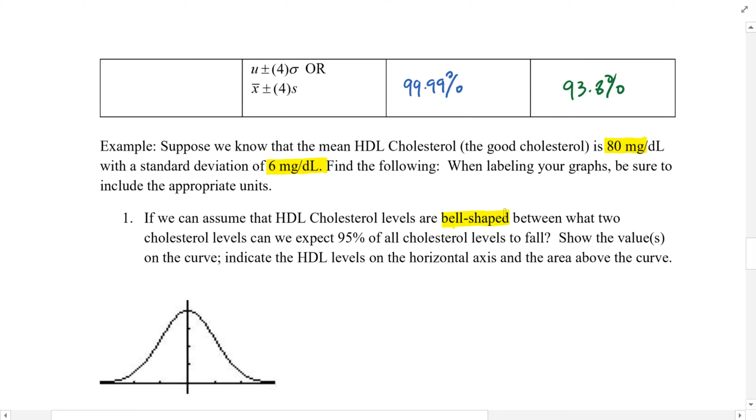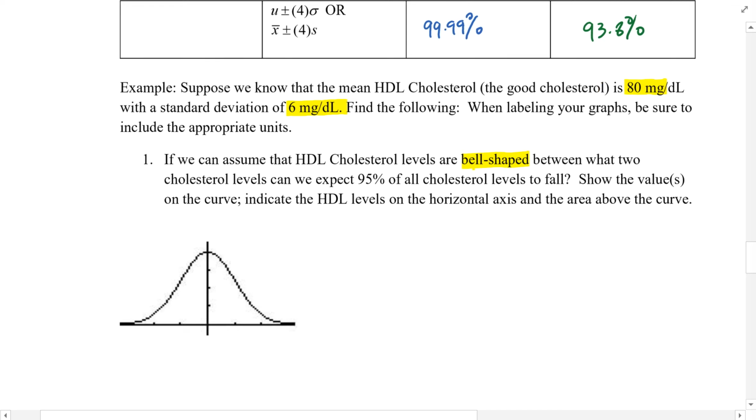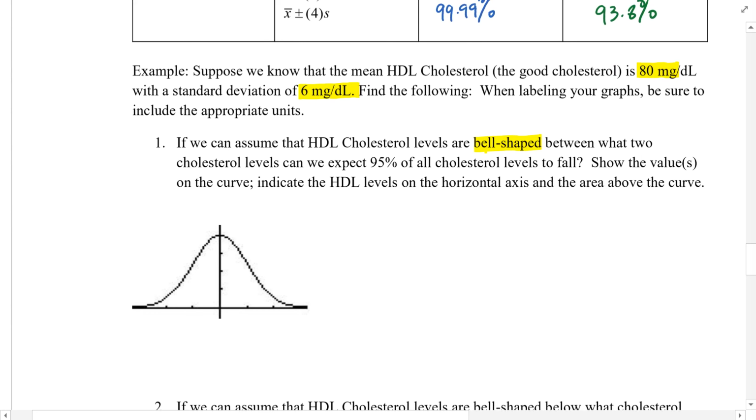What 2 cholesterol levels can we expect within 95% of all cholesterol levels to fall? So the values on a curve. Okay, let's draw it. So I have my mean here. This is the middle one. This is the mean. Mean is 80 mg per dl. And the standard deviation, sigma, is equal to 6 mg per dl. And this is my mu. Mu is equal to 80 mg per dl.